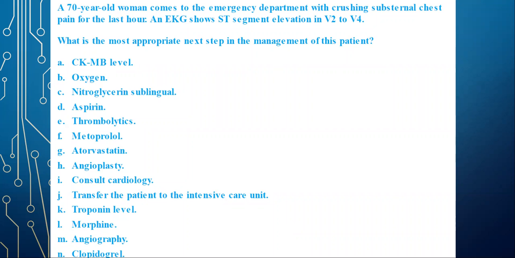Let's have a look at this question first. You have a 70-year-old woman who comes to the emergency department with a crushing substernal chest pain for the last 1 hour. ECG shows ST segment elevation in V2 to V4. What is the most appropriate next step in the management of this patient? CKMB, oxygen, nitroglycerin, aspirin, thrombolytics. What do you want to do for this patient?